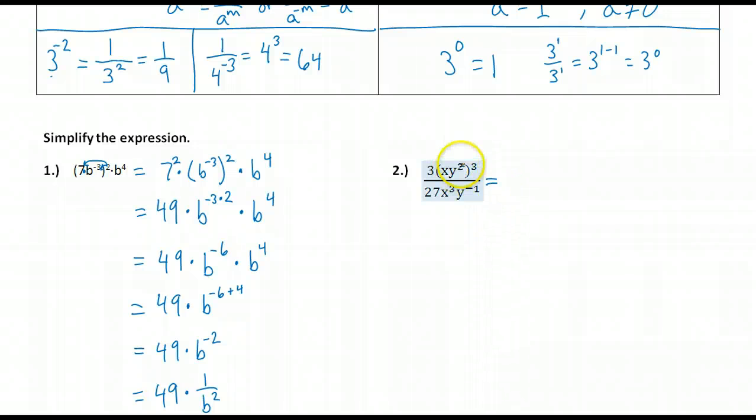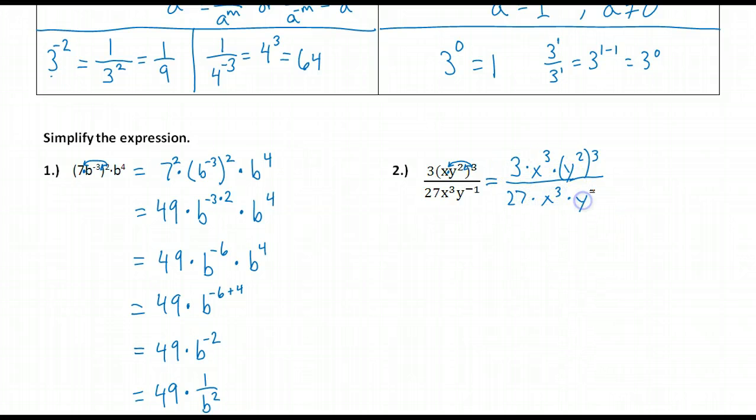Again, I'm going to start by distributing this power into my parentheses. I really have x times y squared. So I'm going to distribute this cubed inside the parentheses. Notice that this cubed does not go all the way to this 3. So I'm going to have 3 times x cubed times y squared to the third power, all over 27 times x cubed times y to the negative first.